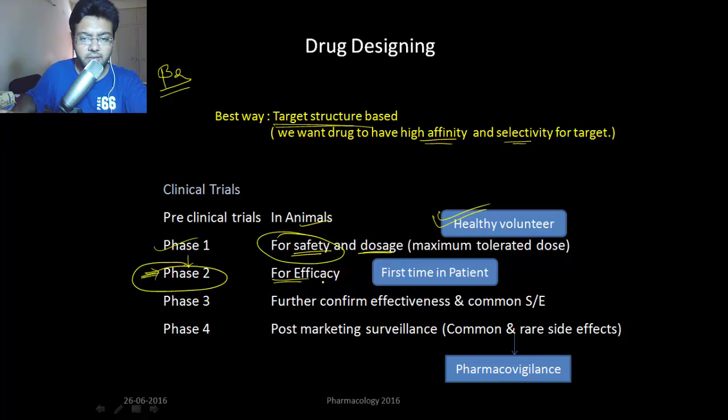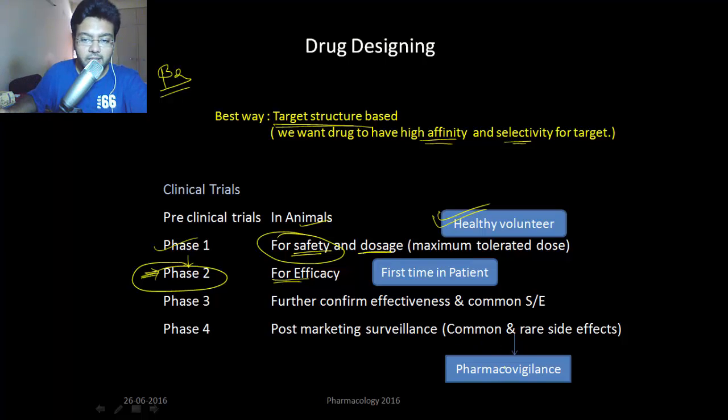Now if it shows efficacy in patients, it is sent to phase 3 trial for further confirmation of its effectiveness and common side effects. Here it is compared with the old drug, and it is said which of the following is better. So phase 3 is for comparison with the previous drug. Now if it passes phase 3, it is sent to phase 4 for post-marketing surveillance, right, and to find common and rare side effects, right?